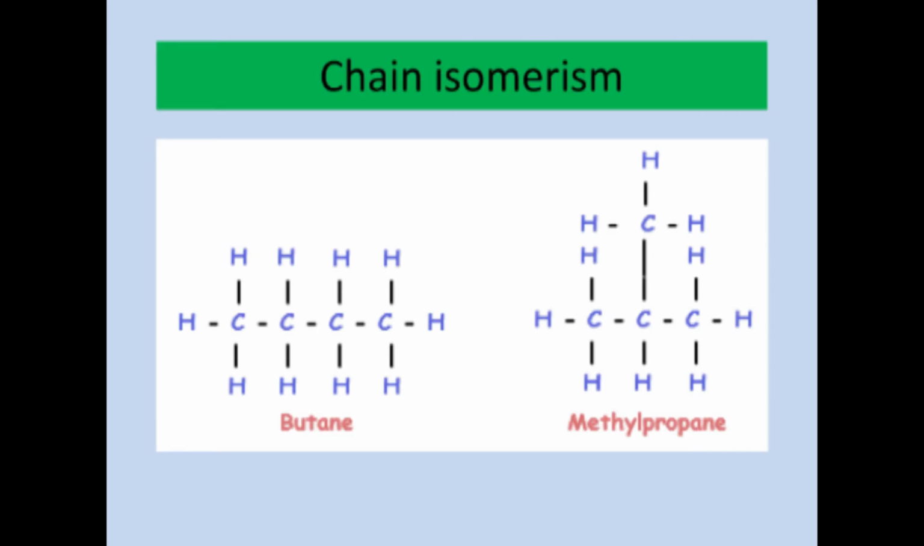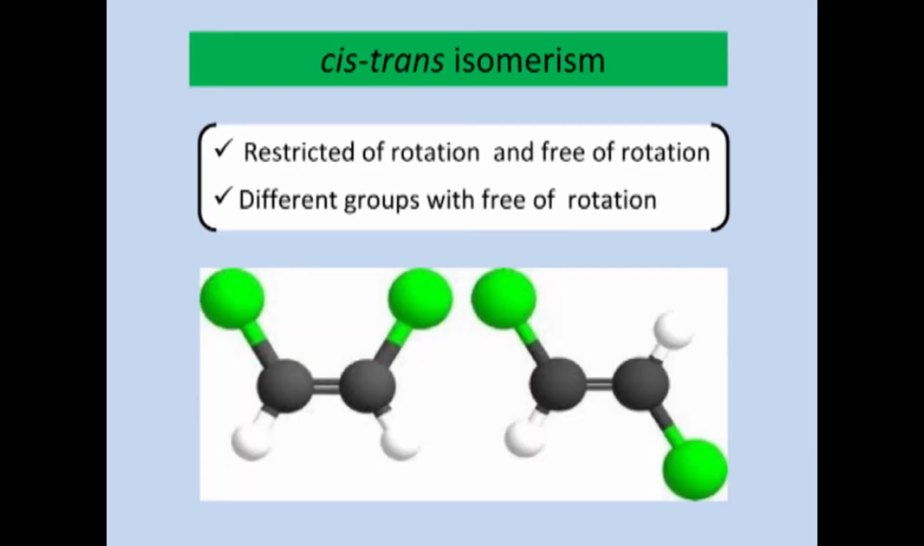Chain isomerism. Chain isomerism can be branched and unbranched, so there is a displayed formula of butane and methylpropane. These two have the same molecular formula but different structures due to their chain. Now, cis-trans isomerism or geometrical isomerism. The main points are restricted rotation and free rotation, with different groups on the free rotating side. I've given a structure with a carbon-carbon double bond. This is restricted rotation. The other two bonds of each carbon are connected with different groups, but the arrangement is different, so they make cis-trans isomerism.